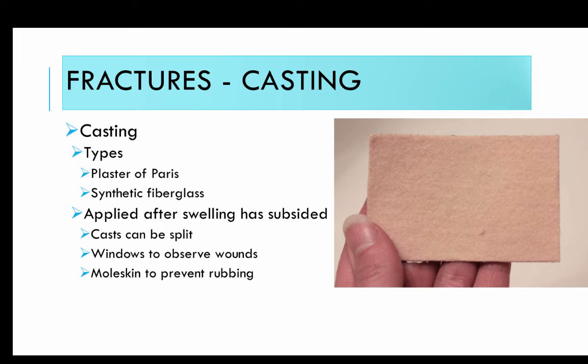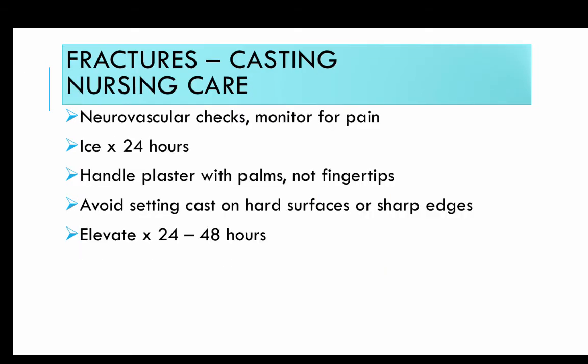So casting, I talked about the plaster of Paris or synthetic fiberglass. What's here on the right side of the screen is moleskin, and it's very soft, and they usually puddle the edges of a cast with that so that there's no rough edges to rub against the skin. Now, casts are not applied until after swelling goes down because they don't want to instigate a compartment syndrome. A cast can be split, that's called bivalving, where the cast is just cut down on each side, kind of like a turtle shell. Also, there can be windows in it so that you can see if there's a wound or a problem there.